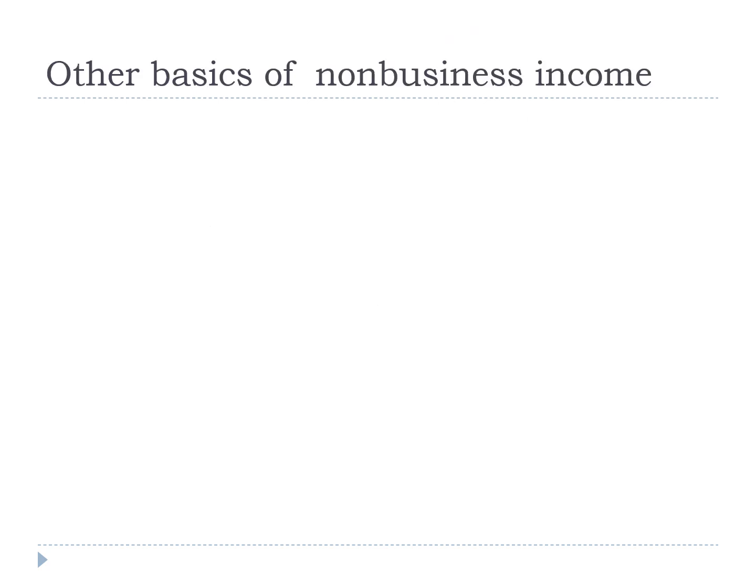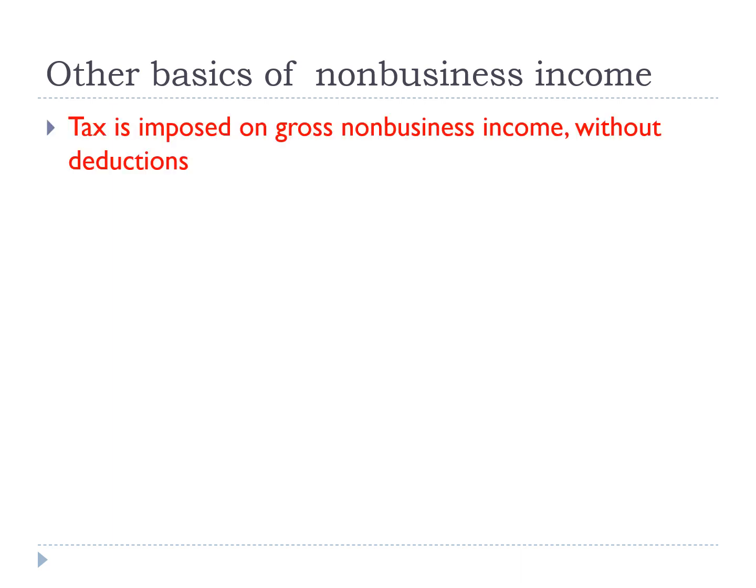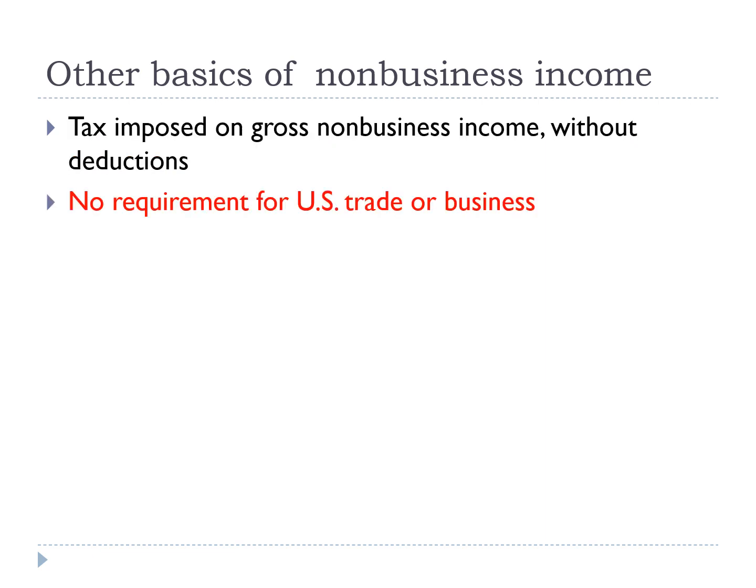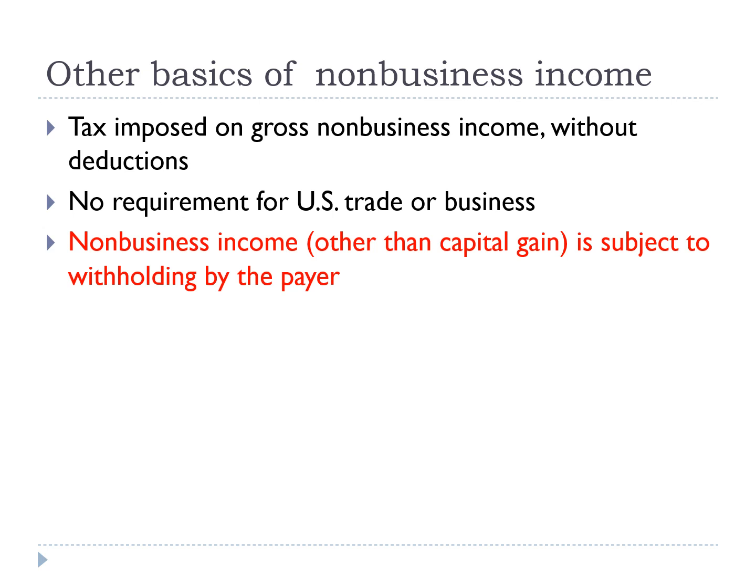Here are other basic rules for the taxation of non-business income. Gross non-business income is taxed in the United States at a rate of 30%, and no deductions are allowed against this income. In general, non-resident aliens and foreign corporations are taxable in the United States on non-business income that is sourced in the United States, regardless of whether they are otherwise engaged in the conduct of a business in the United States. Non-business income, other than capital gain, is subject to withholding at source by the payer at a flat rate of 30%. Capital gains, other than gains on dispositions of U.S. real property interests, are not subject to withholding.